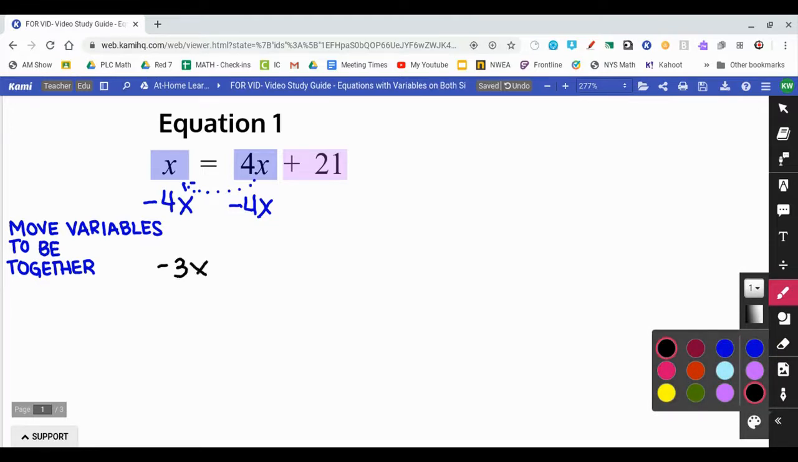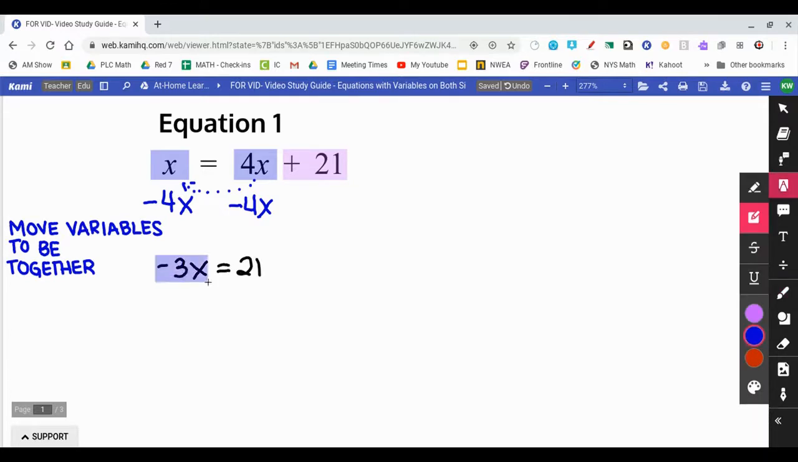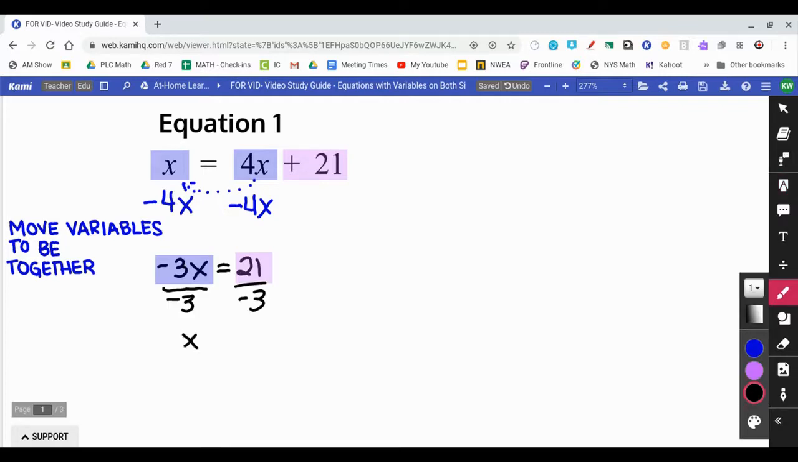Then I'm left with -3x equals 21. Now you can see that all my variables are on the left, all my constants are on the right. The goal was to separate them. If you look at the color coding, all the blue is on the left, all the pink is on the right. The only thing left to do now is divide both sides by -3 and get your answer, x equals -7.